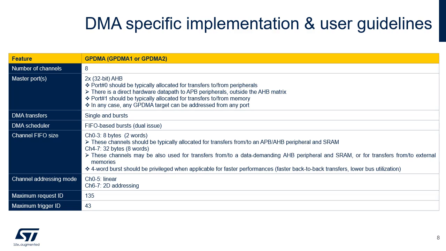In terms of addressing mode, the GPDMA channels 0 to 5 support linear addresses, either fixed or incremented without stride. Each GPDMA instance supports an additional addressing mode on top of the linear mode for channels 6 and 7, the 2D addressing. The number of requests and trigger inputs is the same for GPDMA1 and GPDMA2, and they are connected to the same peripheral requests and triggers.